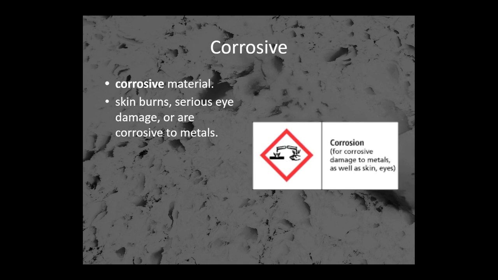Corrosion. The corrosion pictogram warns of materials that cause corrosive damage. These substances can cause severe skin burns and eye damage upon contact. They are also corrosive to metals, potentially damaging equipment and storage containers, which can lead to dangerous leaks or structural failures.